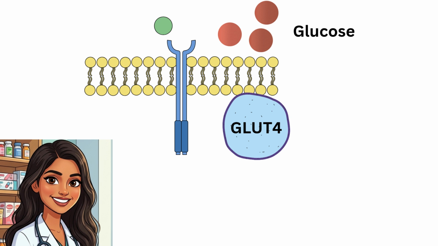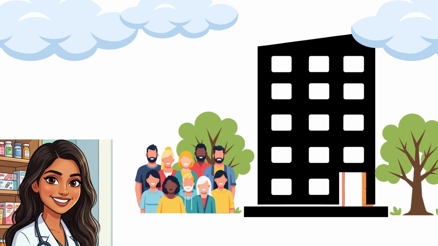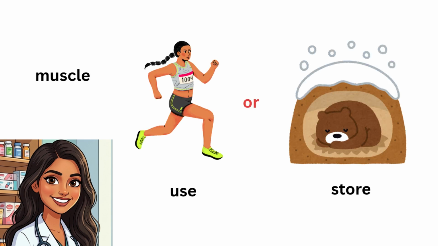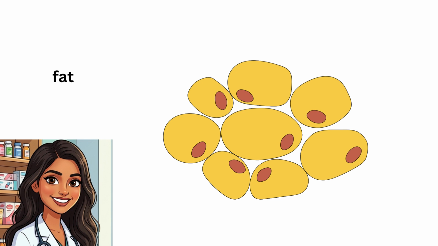In other words, glucose is like people standing outside of a building. GLUT4 are like the doors, and insulin tells the building to open more doors to let the people in. Once inside, cells can use or store the glucose. In the muscles, it can be burned for energy or stored as glycogen for later use. In fat tissue, glucose makes and stores fat.